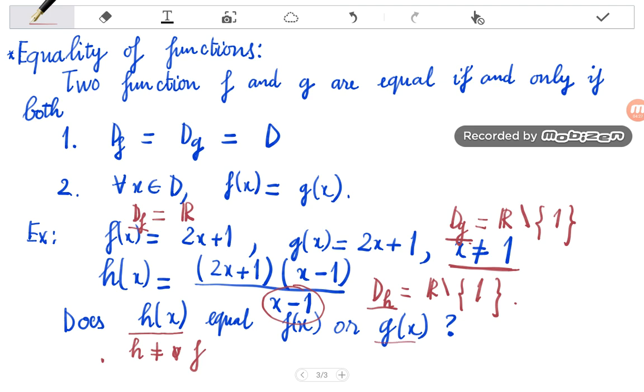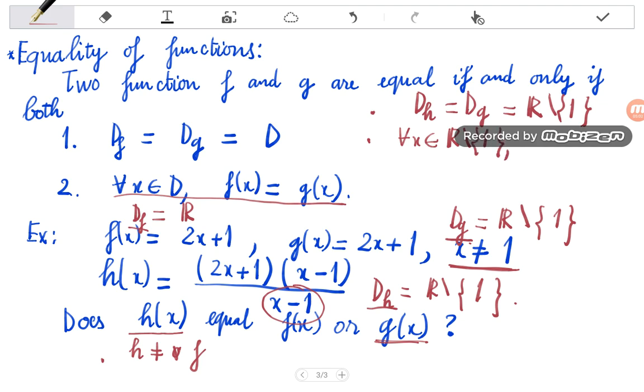How about g? So we continue to consider the second condition for this. Yes. First we have the domain of h equal to the domain of g, equal to R except for 1. And the second condition, for x in the set R except for 1, we have the formula.